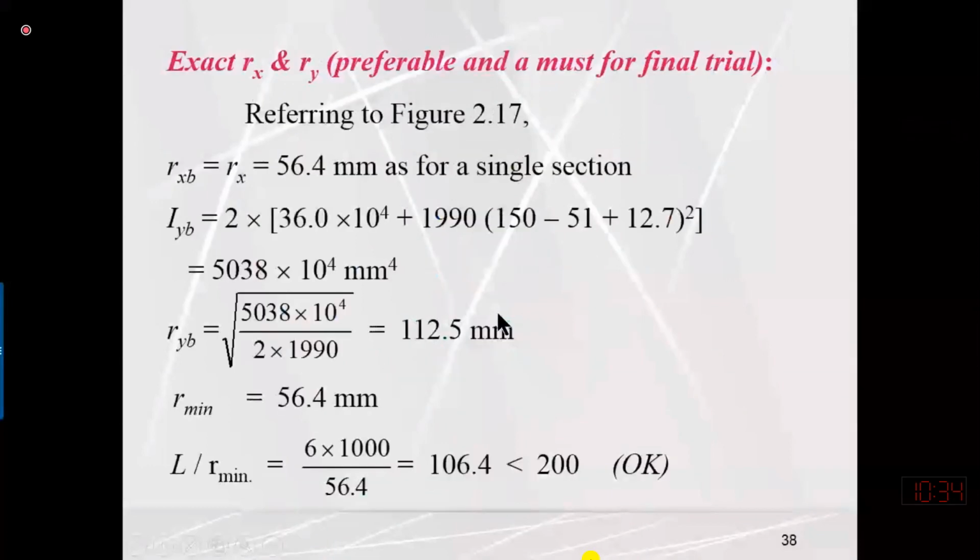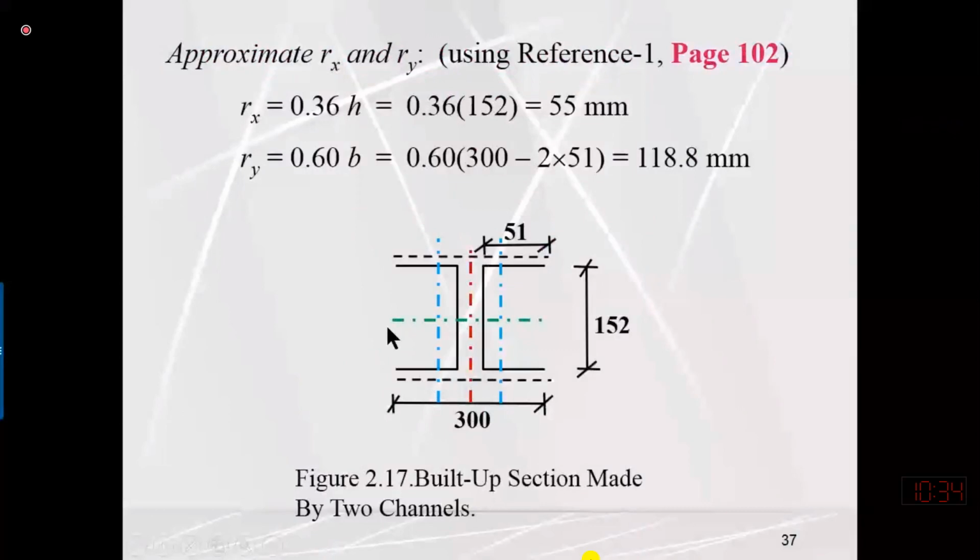So the answer will remain the same as I told you: 111.7. This is the area of the single channel times the distance between the y-axis of the single channel and the y-axis of the built-up section, the parallel axis theorem dx. This is the parameter we are using to transfer the moment of inertia from the y-axis of the channel to the y-axis of the built-up section, and we need to multiply it by 2 because we have two channels. One channel is identical, and the other channel is on the other side.